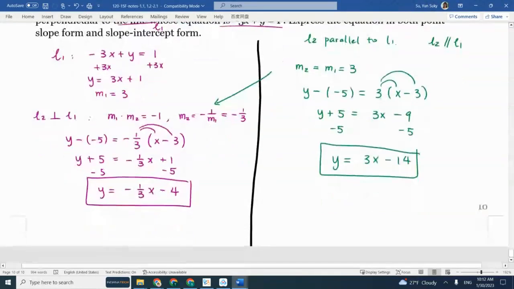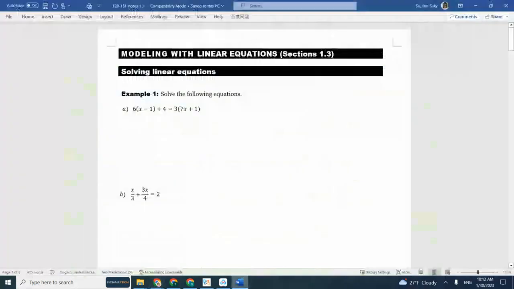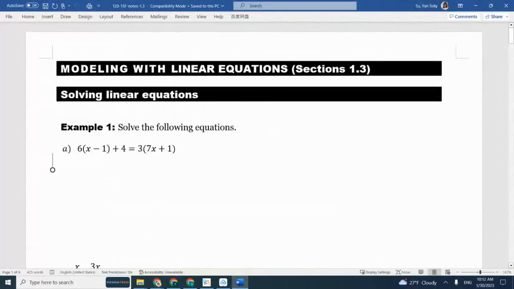All right. So that's it for linear equations. Any questions about this worksheet? All good? Okay. So now let's look at 1.3, modeling with linear equations.